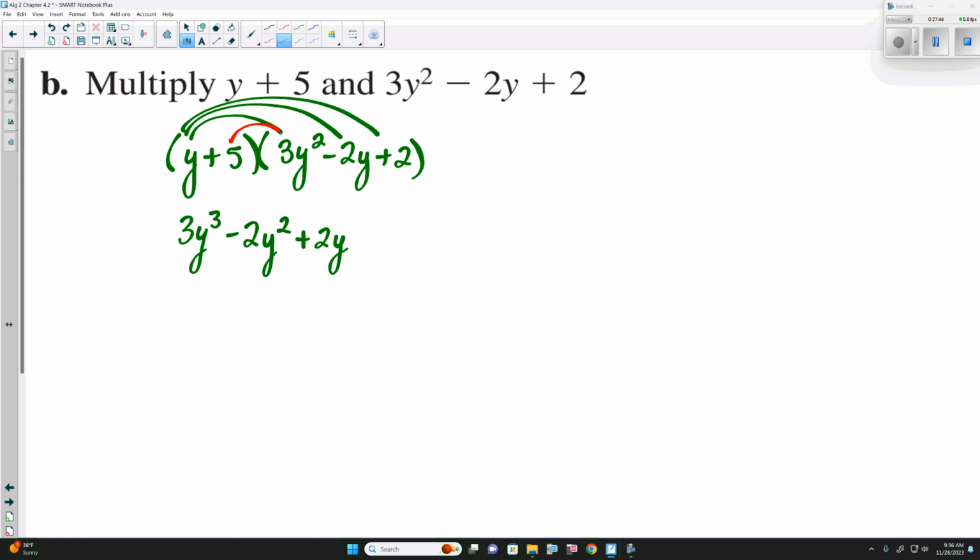We can do the same thing with 5. We're going to distribute it through. 5 times 3y squared is plus 15y squared. 5 times negative 2y is negative 10y. And 5 times 2 is plus 10. Questions on how we got to this part here?